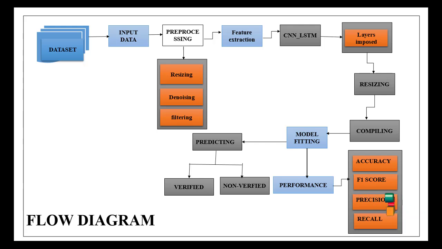First, we use the dataset. We have to select the data, then pre-process all the data: resizing, denoising and filtering. After pre-processing, extract the features using the CNN-LSTM. Here we have the layers of CNN, and the first one is the input size resizing. Then compile the model and fit the model for the training data, and predict the test cases, whether it is verified or non-verified. Finally, evaluate the performance analysis: accuracy, F1 score, precision and recall.